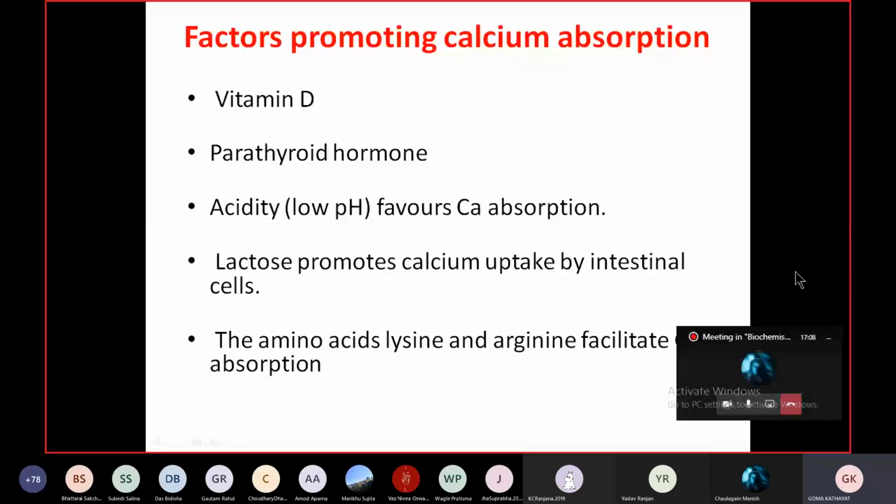Can you tell me what is the mechanism of action of vitamin D in intestinal cells?